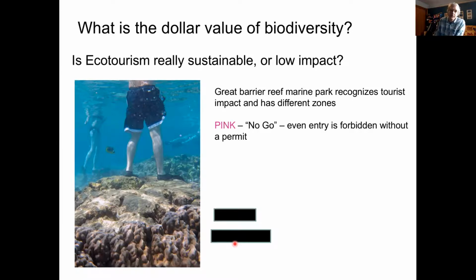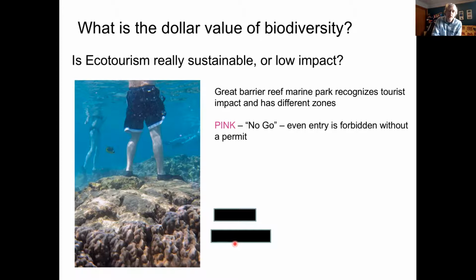So the highest level of protection is the pink zone, which is called no-go. And in a pink zone, even entry into the national park, even entry into a pink zone is completely forbidden without a permit. If you accidentally sail your boat into a Great Barrier Reef Marine Park pink zone, you receive a massive fine. If you do it twice, your boat is impounded. They do not mess about with their pink zones.